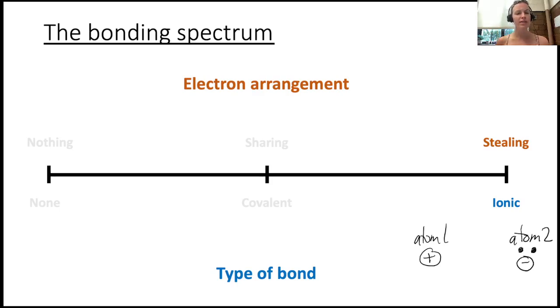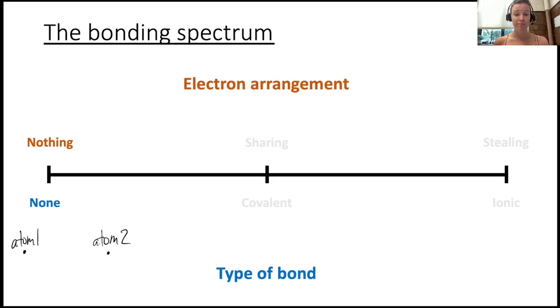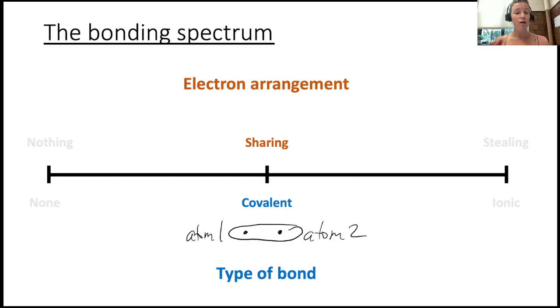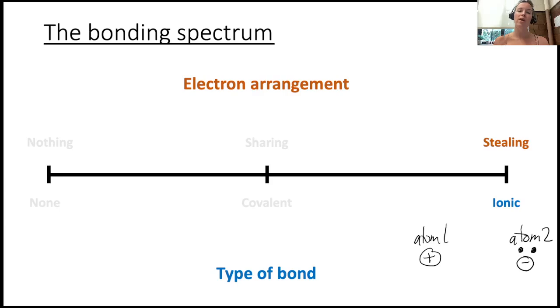So those are the 3 types of bonding that we can understand. No bonding at all, nothing happened. Covalent bonding, where we have sharing of electrons, or an ionic interaction where there was some stealing of electrons from one atom to the next. Up next, we'll talk a little bit more about covalent bonding.